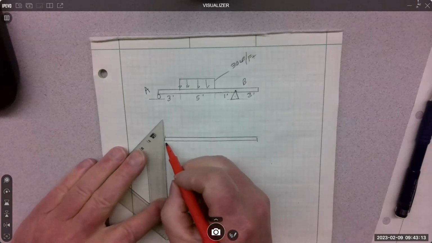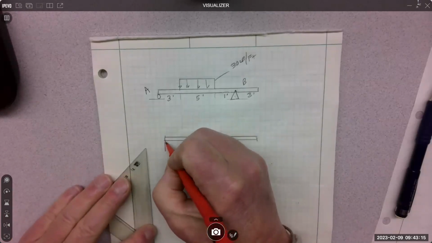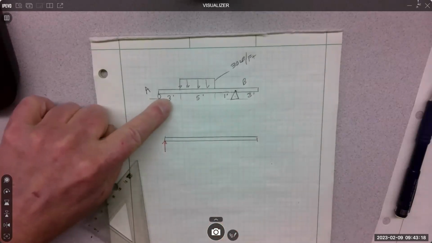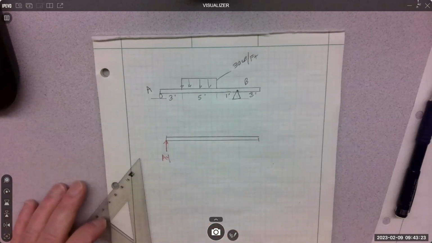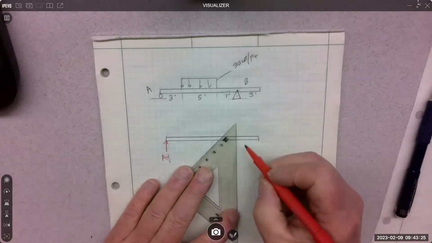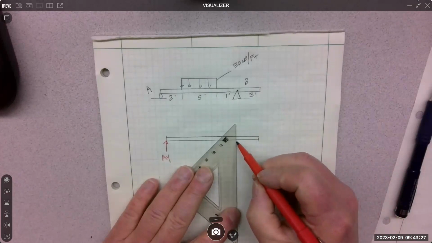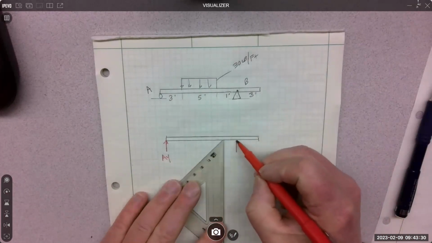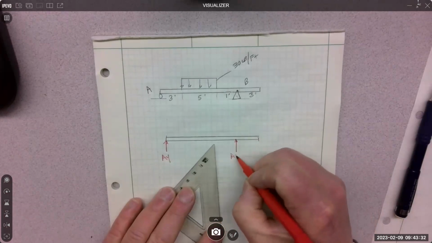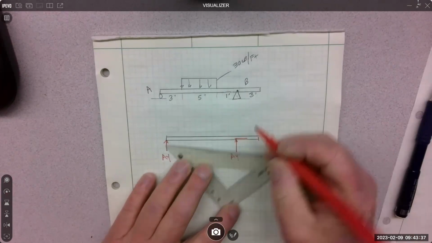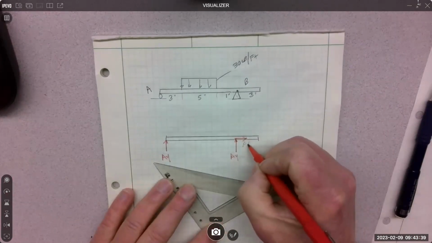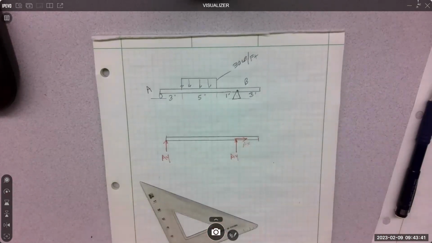So I am going to make reactions red. Roller gets 1. Perpendicular to the ground, remove. It should be labeled AY. A pin gets 2. And I don't know which way they go, so I am going to guess. Up for AY and to the right for AX. Okay, so those are your reactions. When you remove supports, you put in reactions.